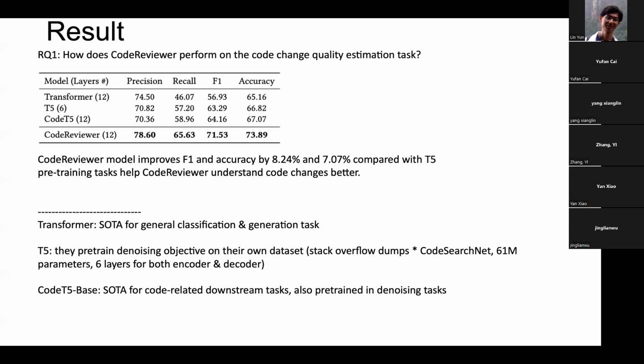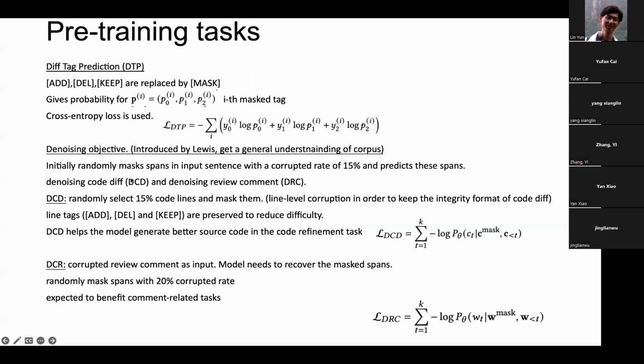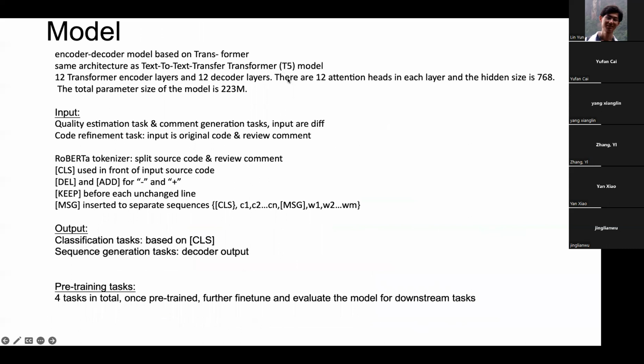They also mention in their title that their novel part is the pre-training tasks. So the difference is just with and without pre-training tasks. Okay, code reviewer shares exactly the same architecture with the Transformer, or with T5. With T5, yeah. Okay, I think it's the same.